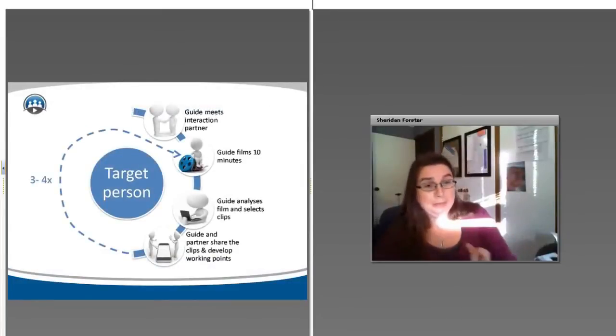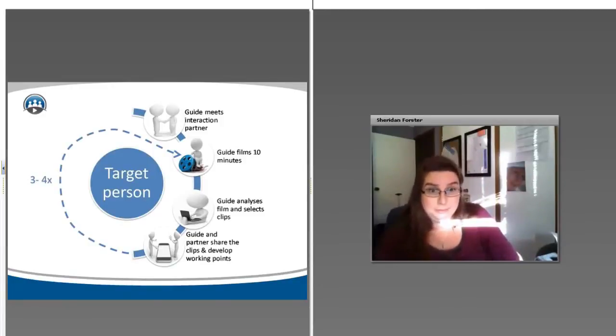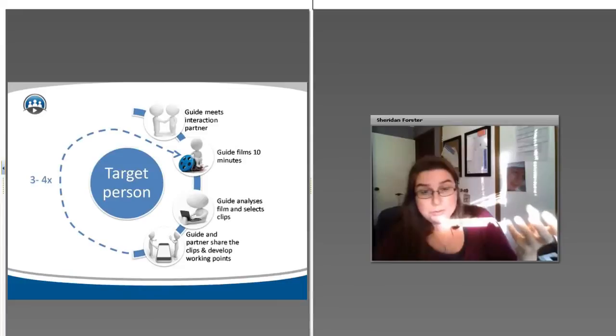So this is basically what happens in video interaction guidance. So if we start at the top, the guide meets the interaction partner. And they'll talk about whether there are particular goals that the interaction partner has in the interaction with whoever they're interacting with. Also, there are consents exchanged.